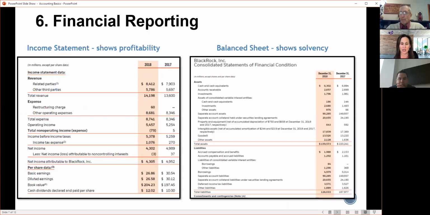So then the last thing I want to share with you is about financial reporting, because we said this is an accounting system that collects data so we can make reports. And there are a number of reports that our organization puts out on a monthly, quarterly, and annual basis to the outside world. Two of the most important reports are the income statement and the balance sheet. The income statement shows profitability, how we did over a certain period of time, how much money or revenue we have had come in. And the balance sheet shows solvency.